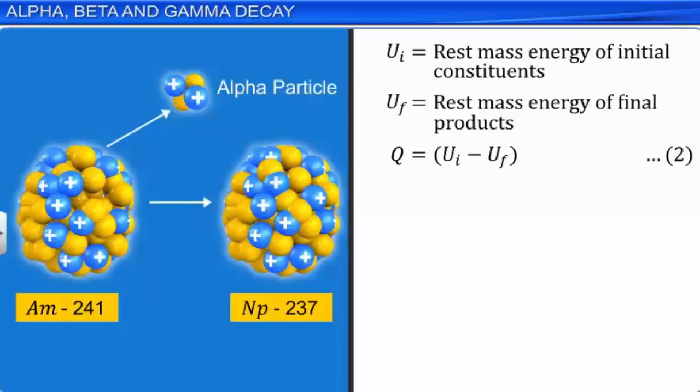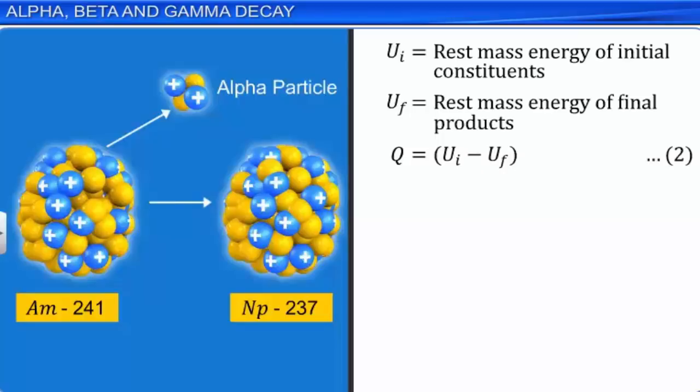If Ui denotes the rest mass energy of the initial constituents and Uf denotes the rest mass energy of the final products, then the Q value for the reaction will be equal to Ui minus Uf. Let this be equation 2. This definition of the Q value is valid not only for alpha decay, but in general to all nuclear processes. Q denotes the energy made available as kinetic energy of the products.